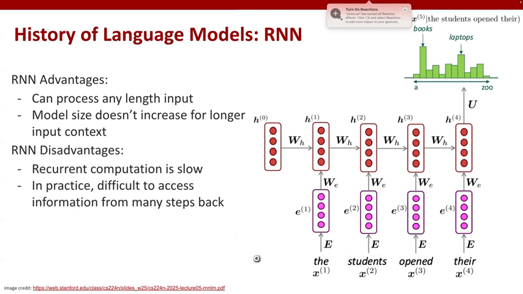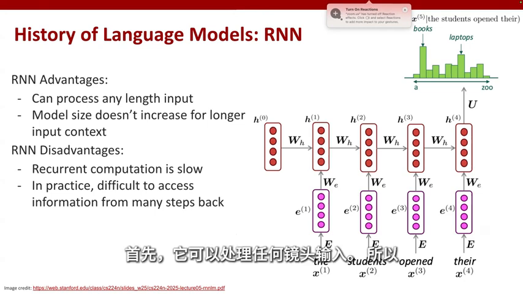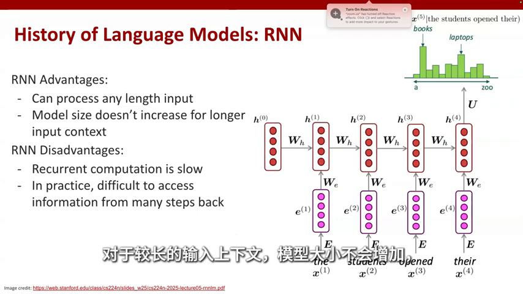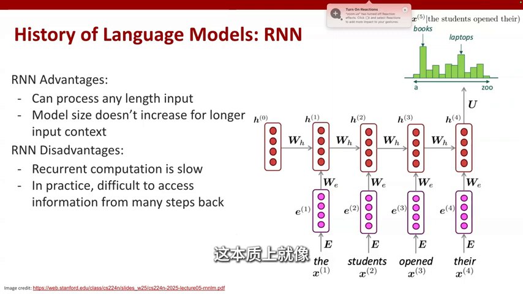So it has a couple of advantages. First, it can process any length input. You have only a fixed-length hidden state, so no matter how long the input document is, the hidden state is of a fixed size. So that's good. And the second thing is that the model size doesn't increase for longer input context.